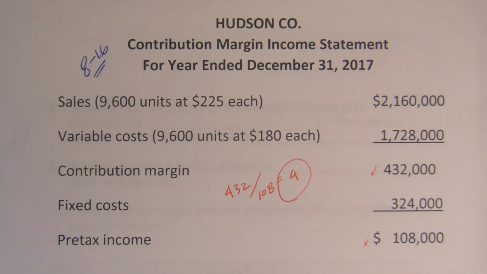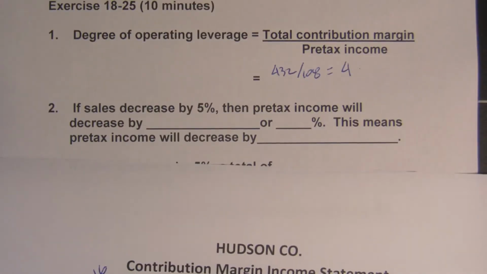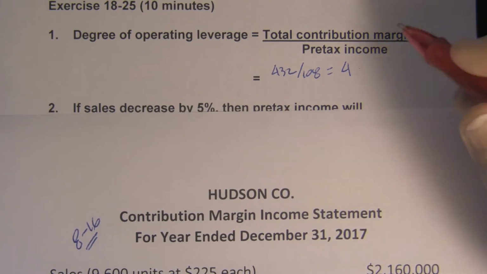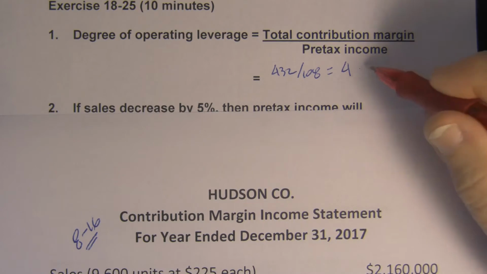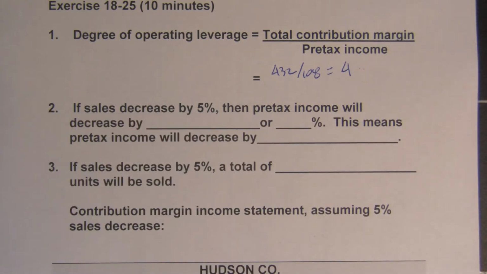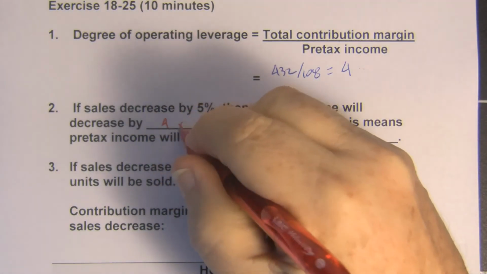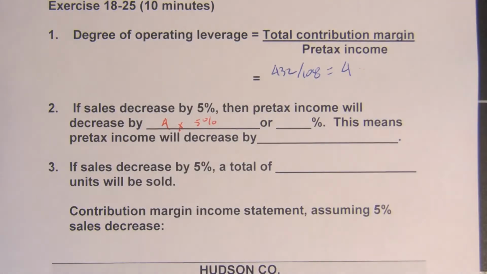So let's take that and plug it into our problem. And the first thing it asks us is to compute the leverage, and we've done that. The leverage for this company is 4. Now let's interpret that. They say if sales decrease by 5%, the pre-tax income will decrease by what? It will decrease by 4 times that 5%, or a total of 20%.